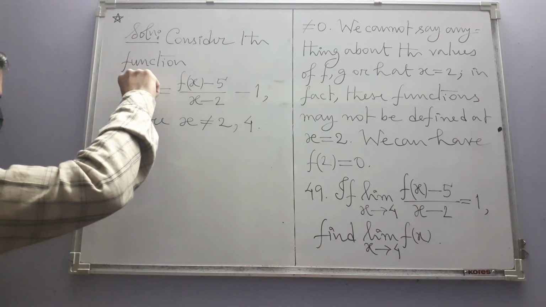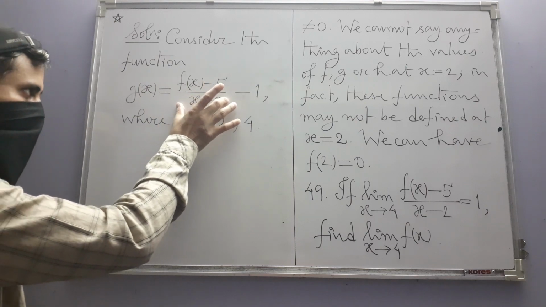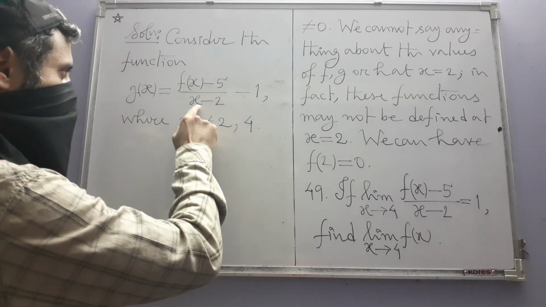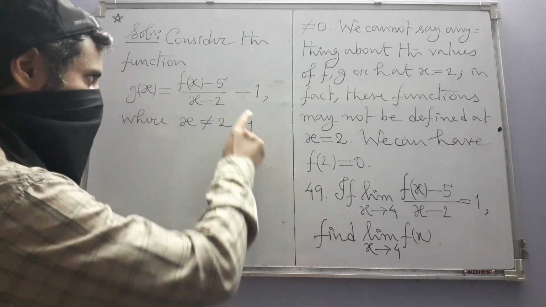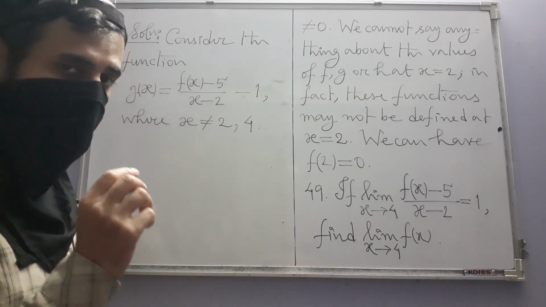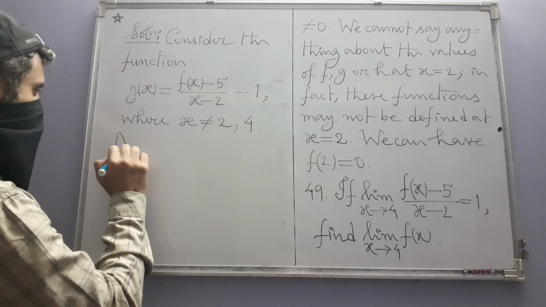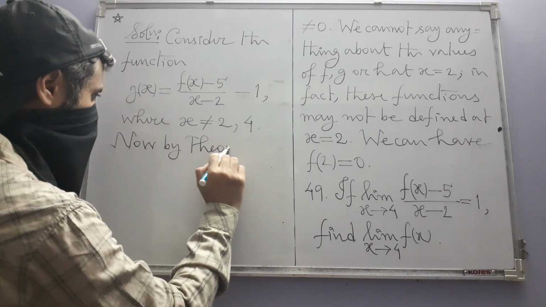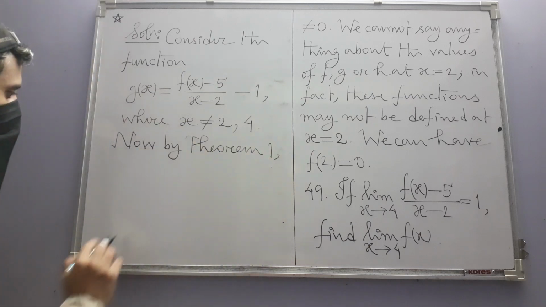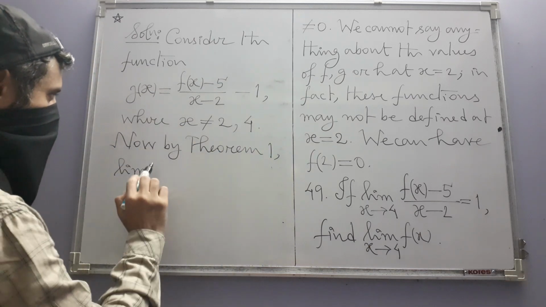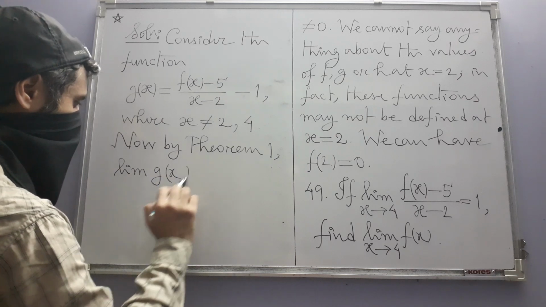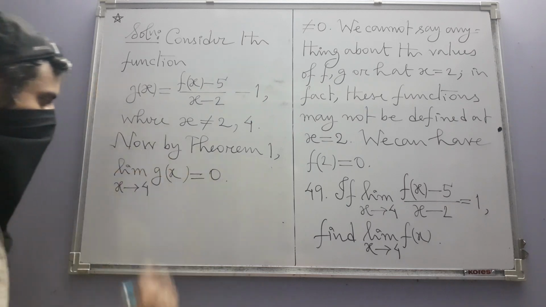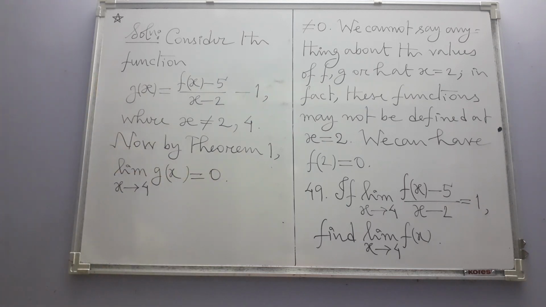So the limit of g of x would be the limit of this minus the limit of 1. The limit of this, as x approaches 4, is 1, minus the limit of 1, which is 1, so that means it will be 0. Now, by theorem 1, the limit of g of x is equal to 0.